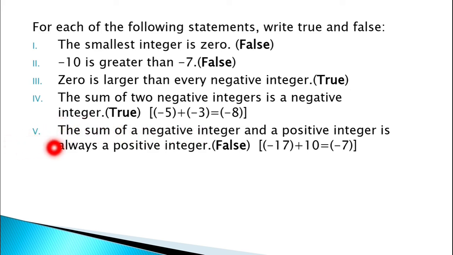And the last statement is, the sum of a negative integer and a positive integer is always a positive integer. So this is not true. This is a false statement. For example, if we have two integers, one negative integer minus 17 and the other a positive integer plus 10, then when we add these two, we get minus 7. But in the statement, it is written that we always get a positive integer. So it is a false statement.